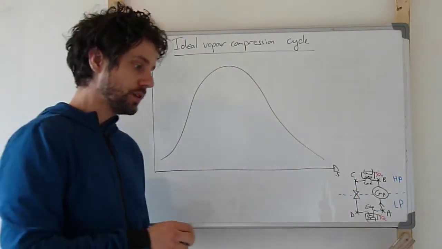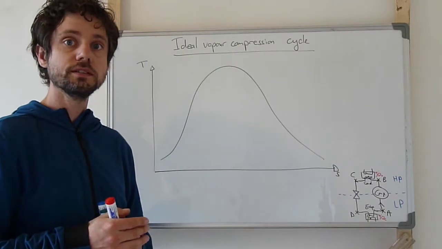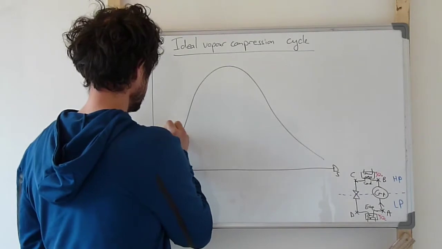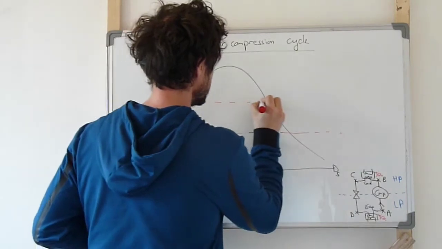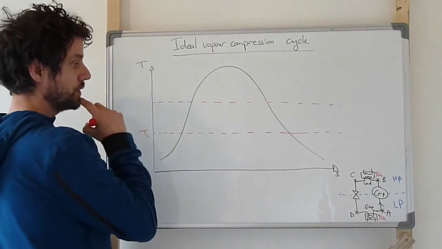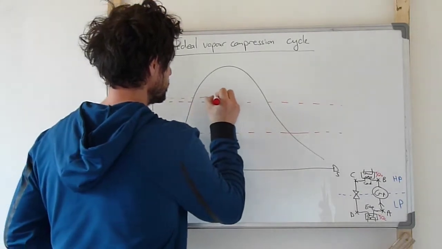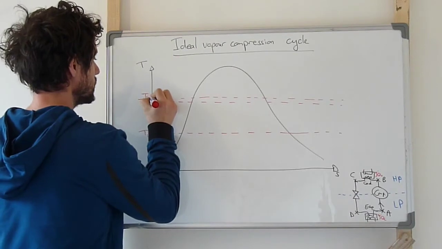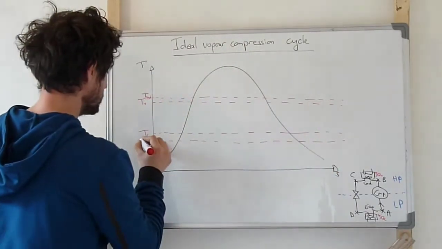On the TS diagram, what I suggest is first plotting the 4 characteristic temperatures that we have. Because we are exchanging heat with sources, we can first write T cold, the temperature of the cold source, and T hot, the temperature of the hot source. But we know also that we have a condensation temperature which is higher than T hot, and we have an evaporation temperature which is lower than T cold, T evap.